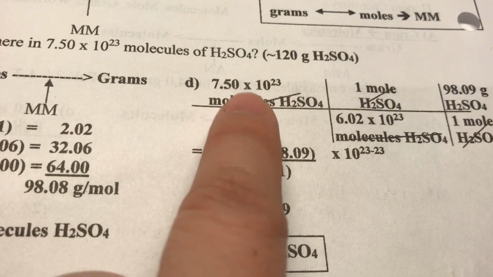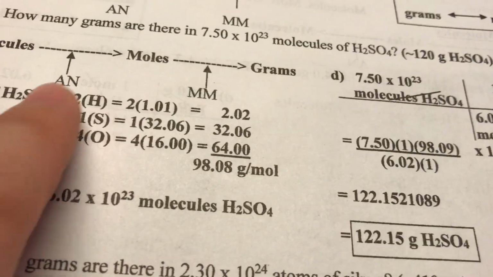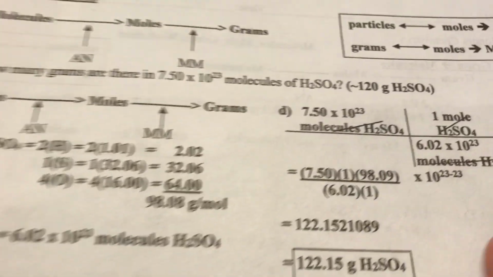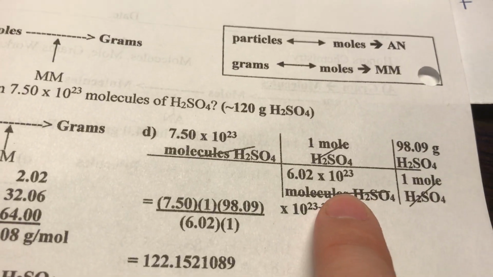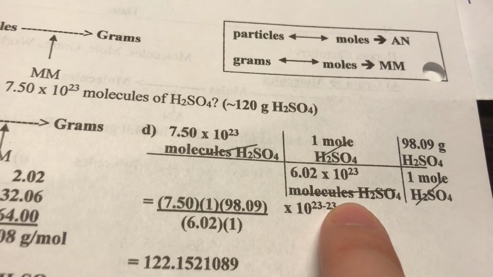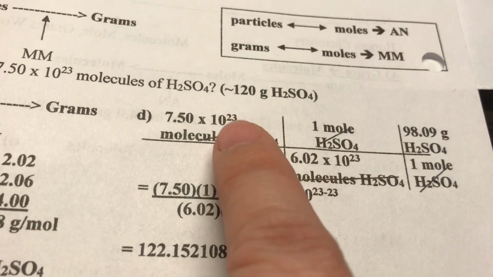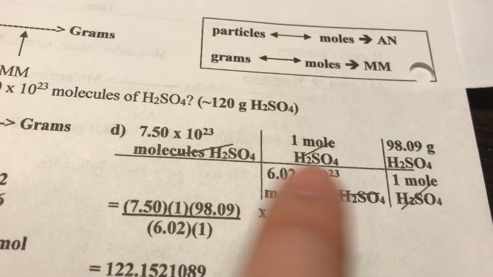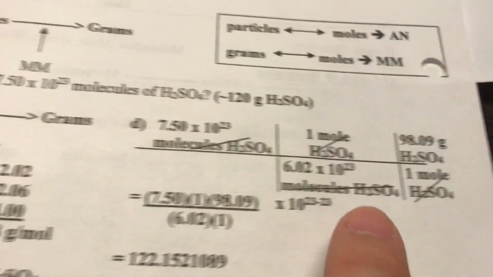At the beginning of the Superman is whatever you are given. Alright, so here I need to use Avogadro number. So I'm going to use this relationship. What should be on the bottom should be 6.02 times 10 to the 23rd molecules. Why? Because I need to cancel the molecules and H2SO4. So then 1 mole, alright, this 1 mole will be on the top. We cancel the molecules and H2SO4.